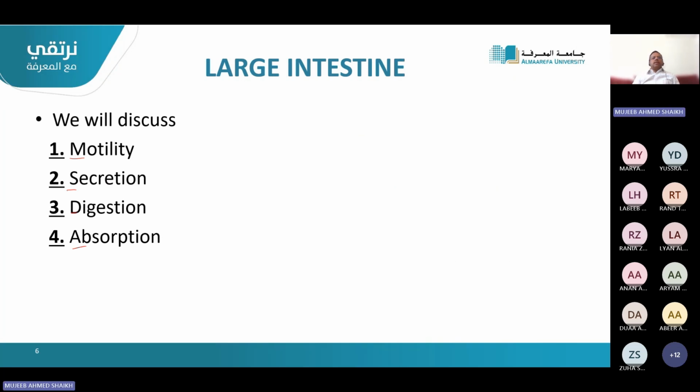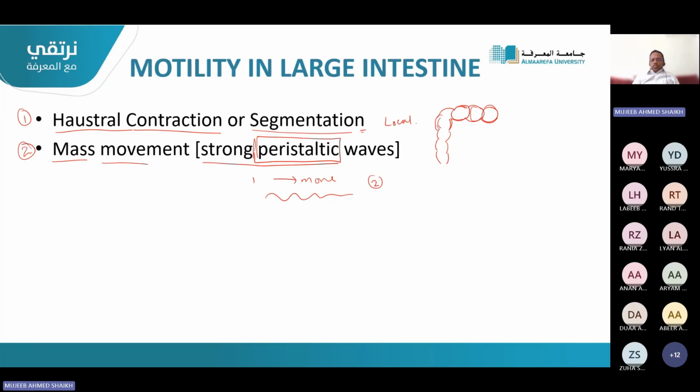So we will discuss the large intestine under the following headings: motility, secretion, digestion, and absorption, as usual. In motility, we have two types of movement or muscle contractions. One is known as haustral contraction. Haustral, because it will make haustra. Haustra is nothing but like this. Another name is segmentation, because it is dividing the large intestine into different segments, 1, 2, 3 segments. Segmental contraction or haustral contraction, one and the same thing. The second motility is mass movement.